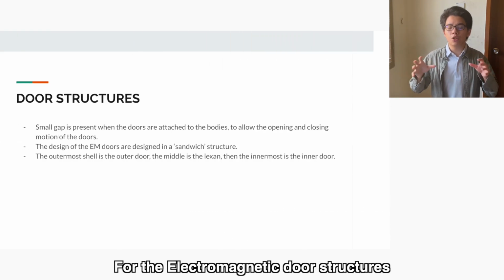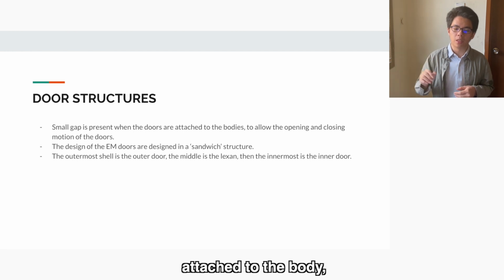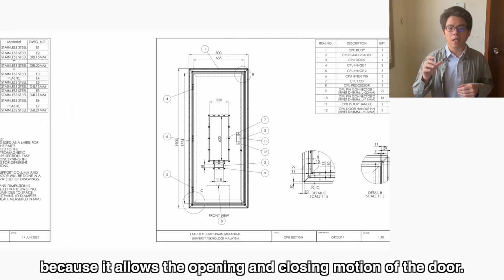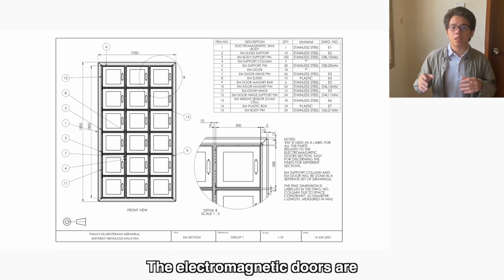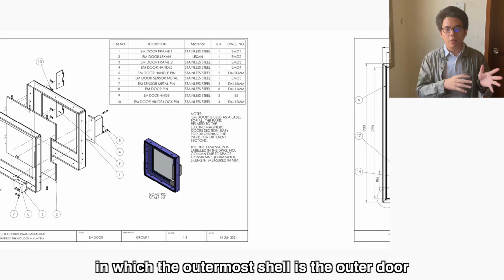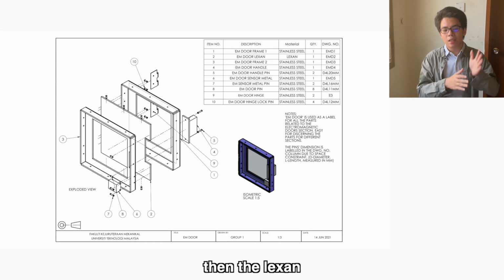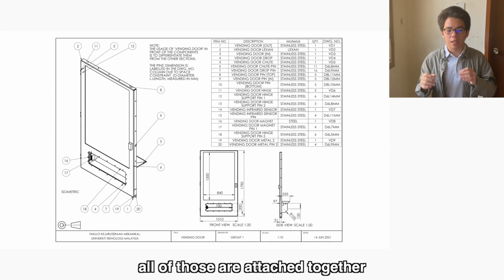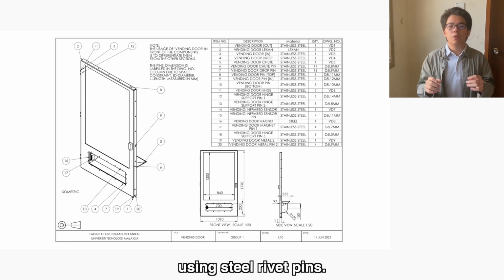conveyor. For the electromagnetic door structures attached to the body, there is a small gap between them because it allows the opening and closing motion of the door. The electromagnetic doors are designed using a sandwich formation, in which the outermost shell is the outer door, then the Lexan glass, then the inner door, stacked as a sandwich. All of those are attached together using rivet pins.